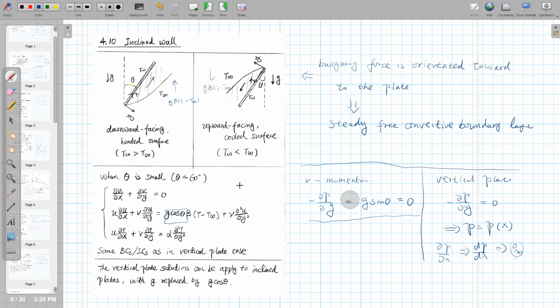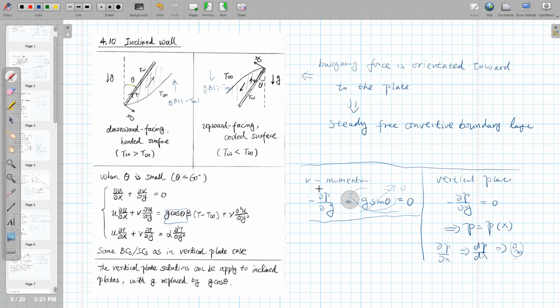But now in this inclined case, your v momentum equation is not partial p partial y equal to 0 anymore, because you also have this g sin theta component here. This will bring some error to this approximation, because in the approximation method we use here, we just use g cosine theta to replace g in the vertical equation. Basically, we still assume partial p partial y equal to 0, and this has to be very small. That's why theta has to be very small.